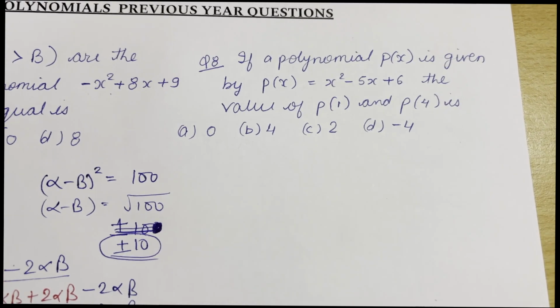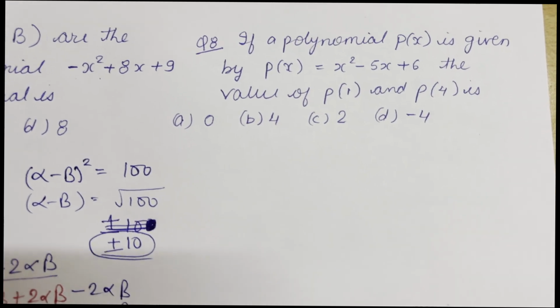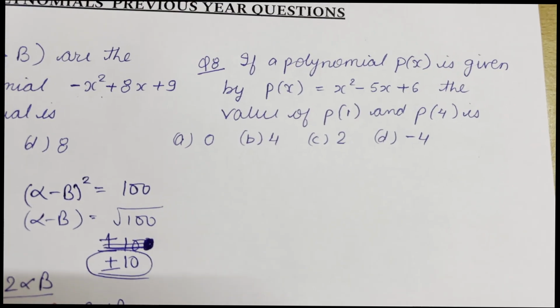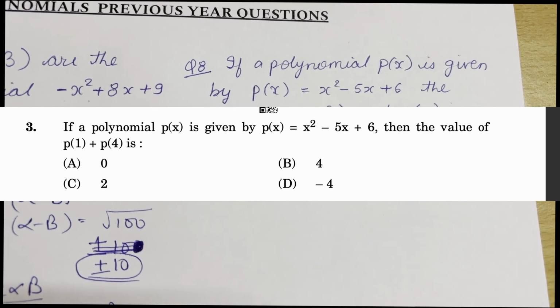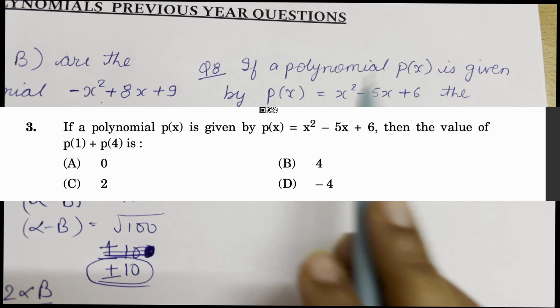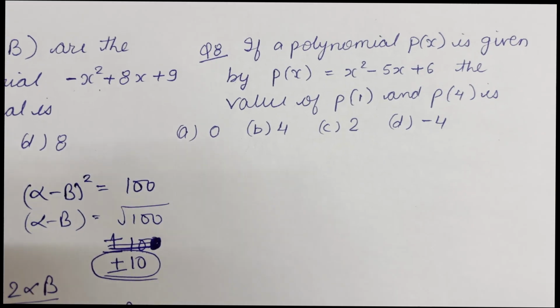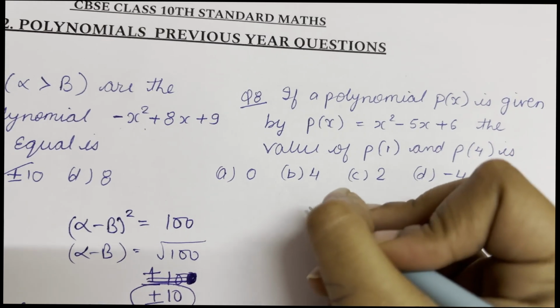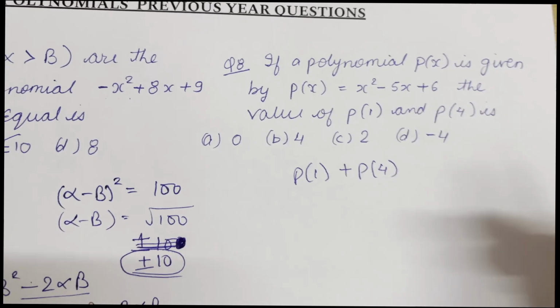The next question. This question can either be put in the domain of quadratics or in polynomials, but I have taken it in this chapter, polynomials. So let's solve it. The question says that the polynomial p(x) is given to us, that is x square minus 5x plus 6, and we are asked to find the value of p(1) plus p(4).